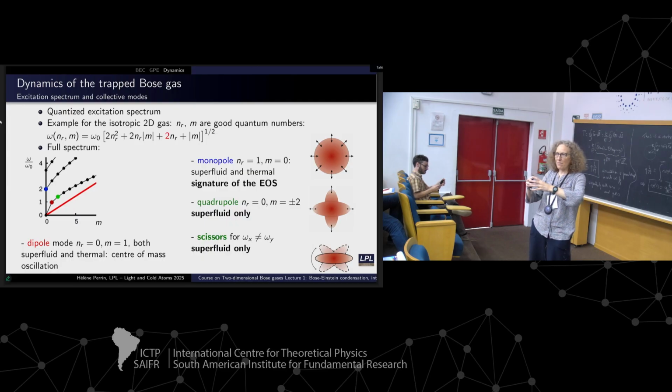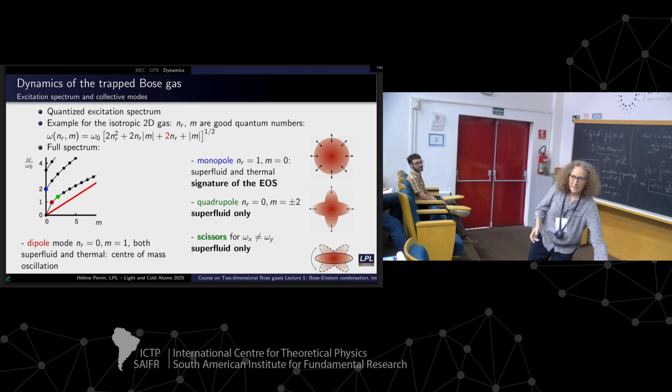It means that you have a deformation of the gas, and this deformation rotates in one direction, or the same deformation rotates in the other direction. This is in terms of m. But I can also make the superposition of these two modes, and then instead of rotating, what will happen is that this deformation will change its eigenaxis. So it will deform like that, and after half a period, my gas will be like that. So this is this kind of mode, and this one is a quadrupole mode.